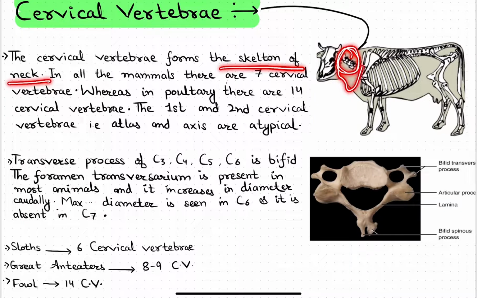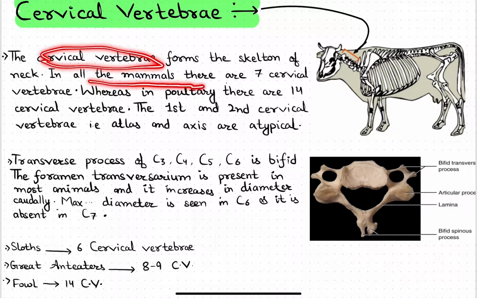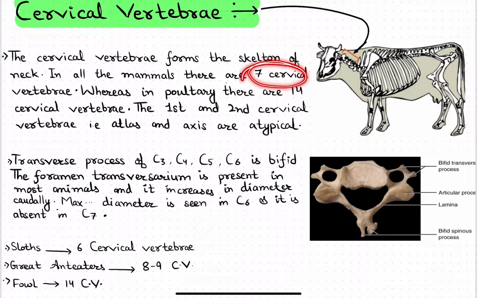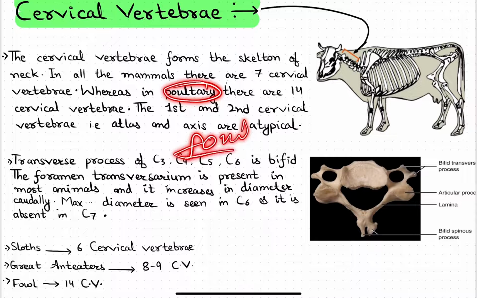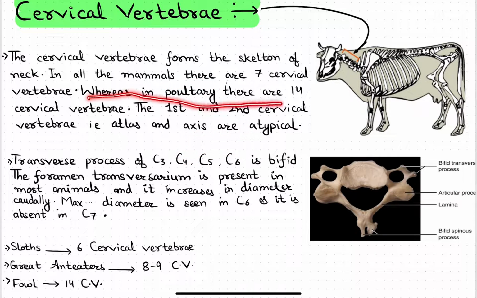The skeleton of the neck region is formed by these cervical vertebrae. In all mammals there are 7 cervical vertebrae. There are many mammals in the world, and mostly they have 7 cervical vertebrae. How many? 7. Now, can you tell me, are there organisms which have more than 7 or less than 7, or a variation from 7? Yes, there are organisms like poultry, like fowl. In fowl, there are 14 cervical vertebrae, not 7, but 14.